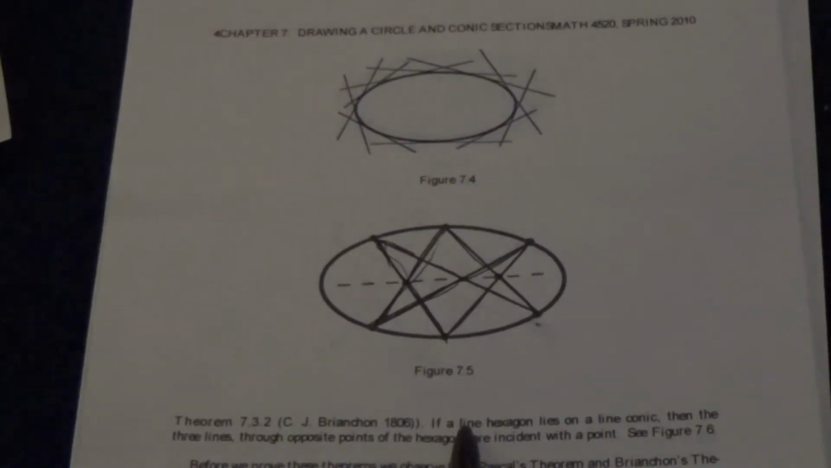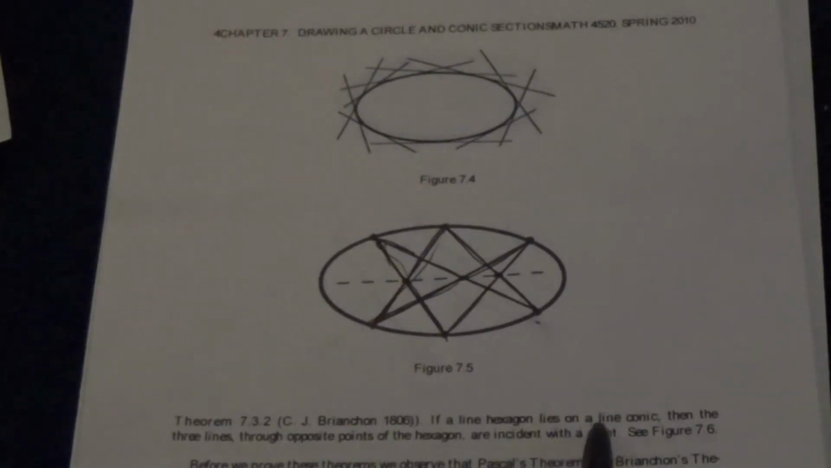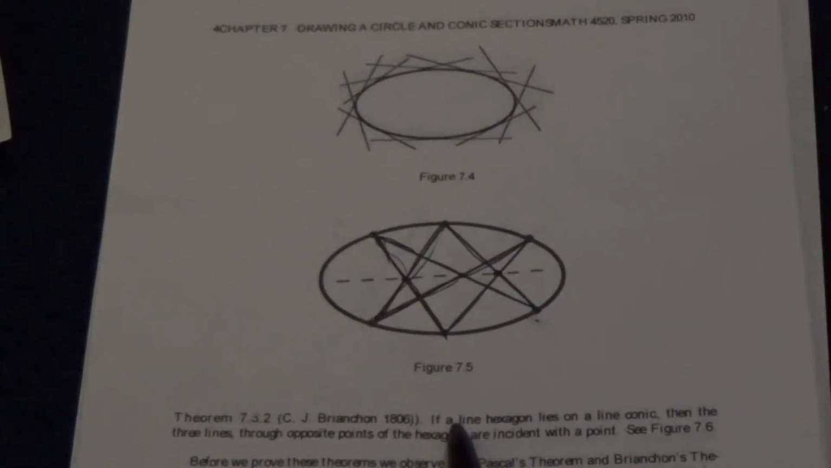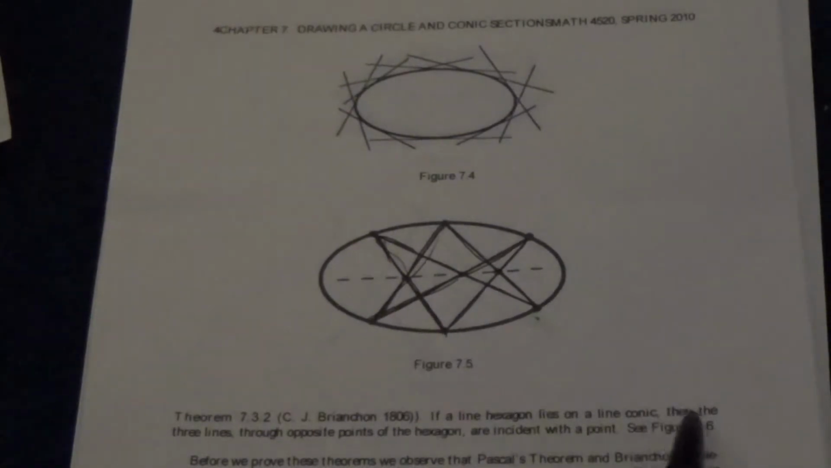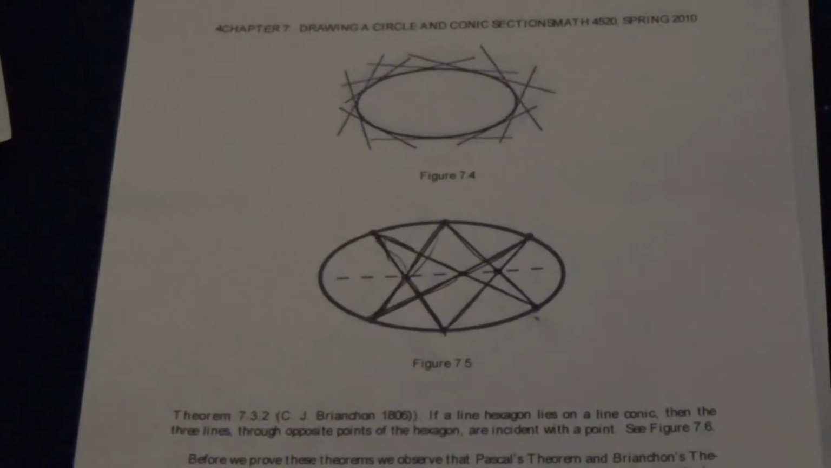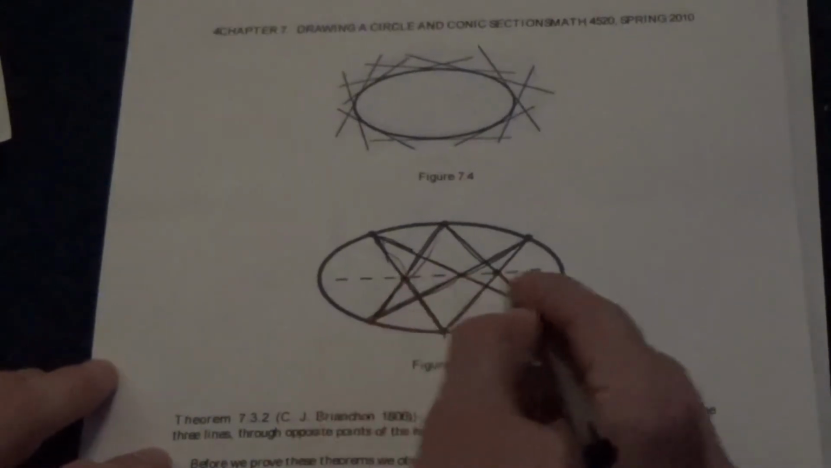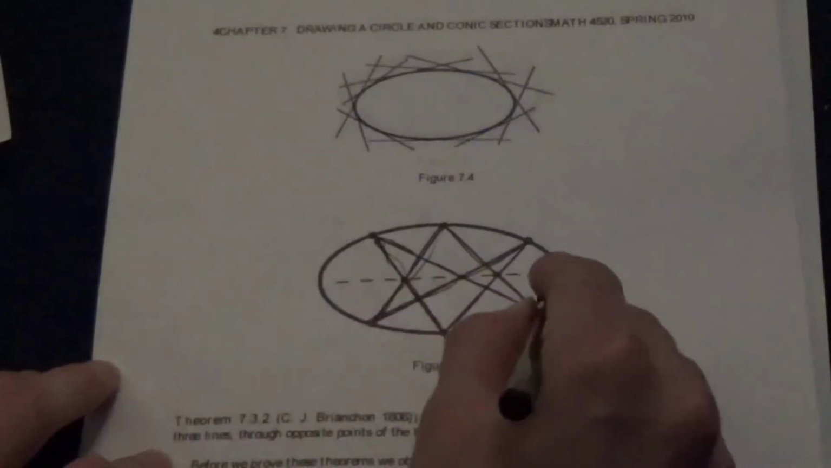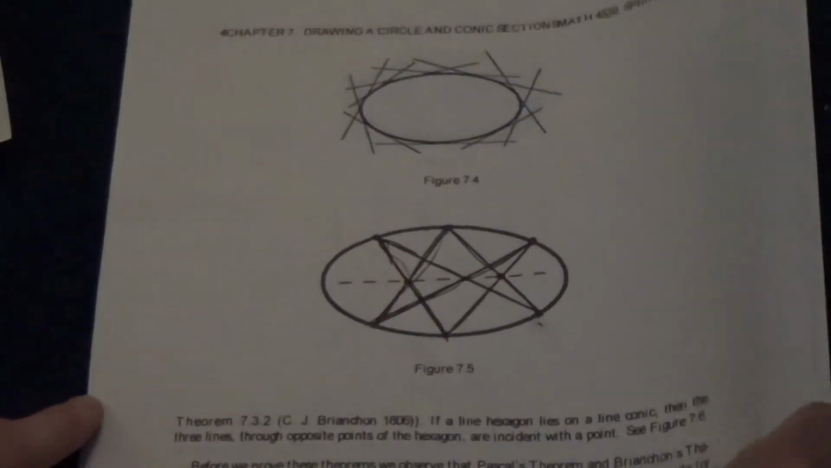It basically says if we have a line hexagon lying on a line conic, so again, we're replacing every point with a line, or at least the notion of a line, then the 3 lines which we construct through opposite points of the hexagon are incident with a point. So instead of having 3 points lined up with a single line passing through them, it is actually somewhat different from that.